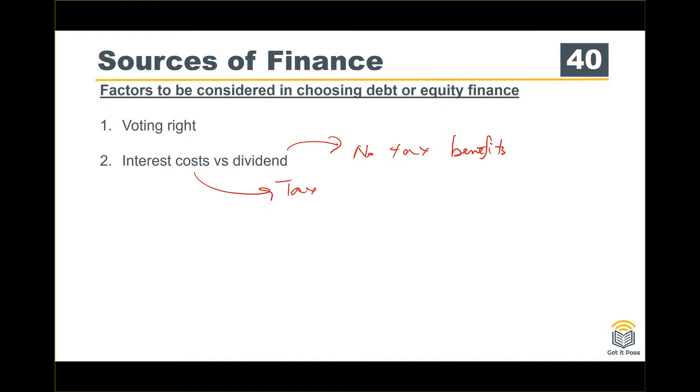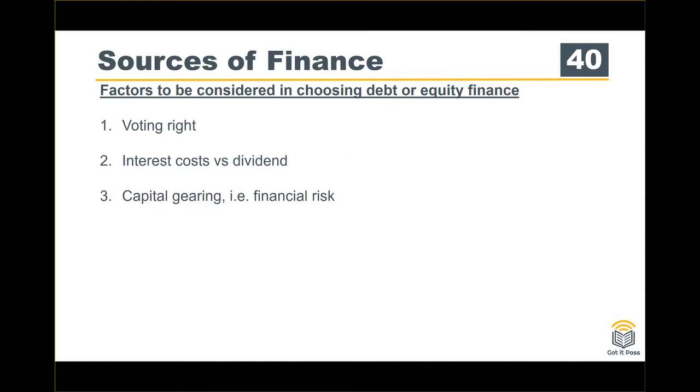And also, the debt holders require lower rates of return because they have the right to claim the distribution of assets if the company is liquidated or goes bankrupt. Okay, but the equity holders are the last to claim any residuals of the company when it's liquidated. And capital gearing. Okay, if you increase your debt capital, undoubtedly your financial risk increases.